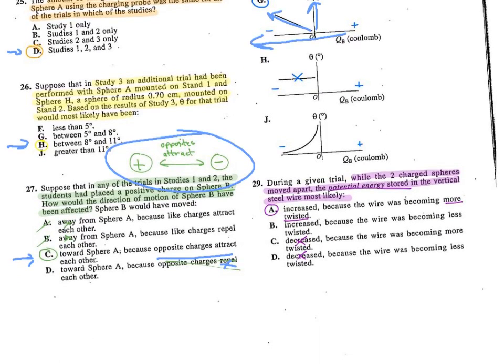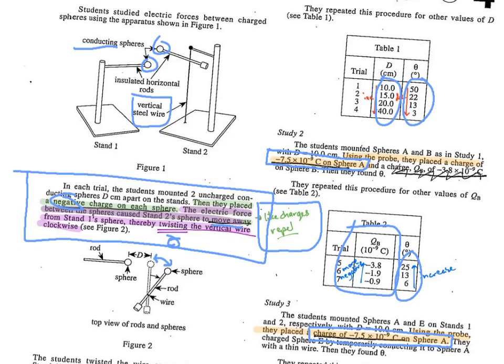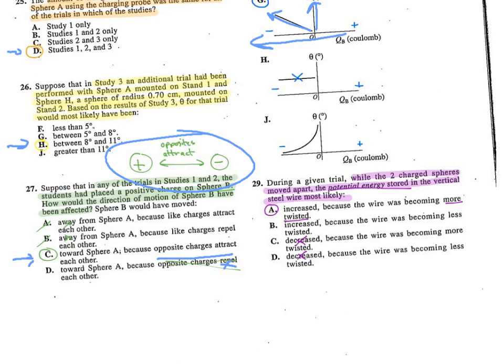And then our last question, 29, during a given trial, while the two charged spheres move apart, the potential energy stored in the vertical wire most likely does what? So when those spheres moved apart, they had this diagram showing that this vertical wire would twist. And when it twists, it gains potential energy. So as the spheres moved apart, since it's becoming more twisted, potential energy would increase because of that wire being more twisted.